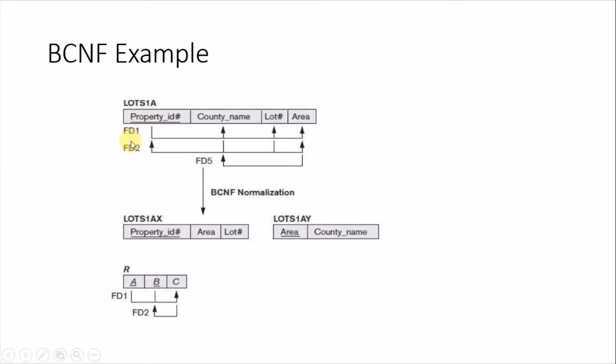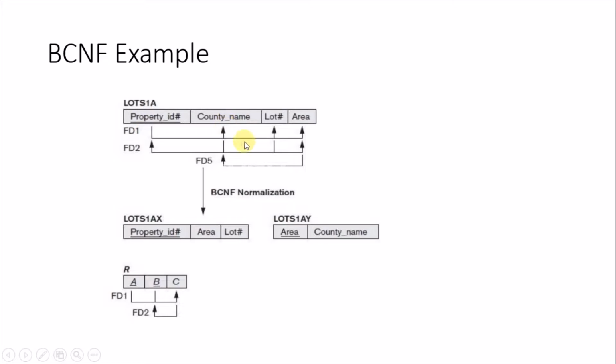BCNF says that suppose we have a functional dependency X to A, then X should be a super key. Here, property ID number to county name, lots number and area, where property ID number is a super key. Then county name, lots number to area and property ID number, where county name and lots number form a super key. But from area to county name, area is not a super key. That is a violation of BCNF.